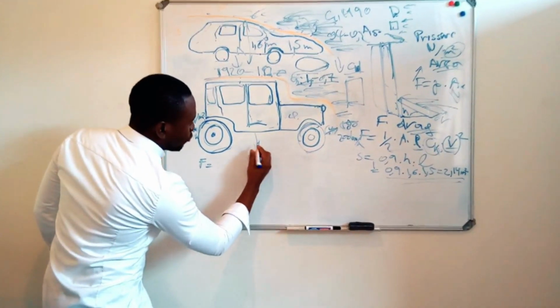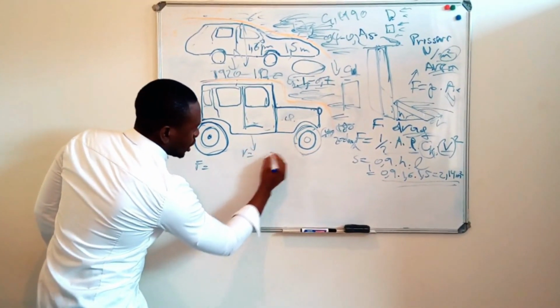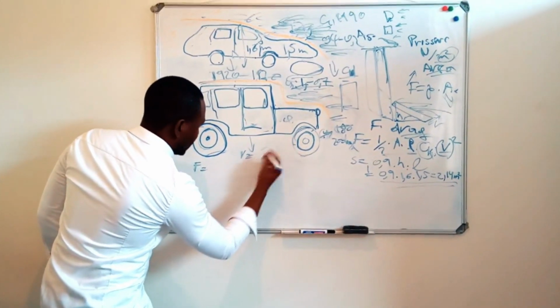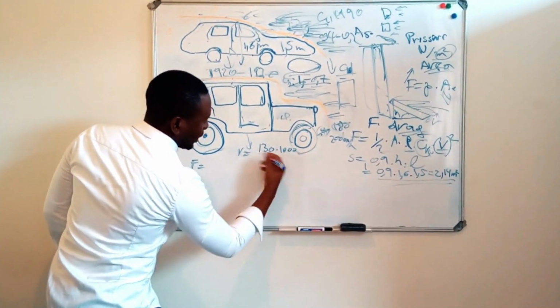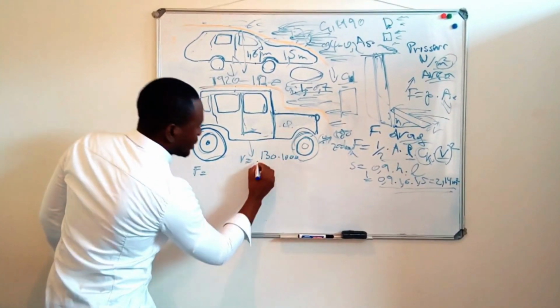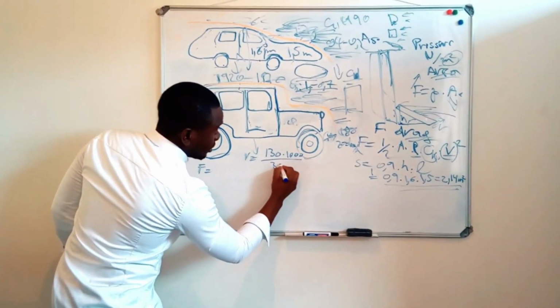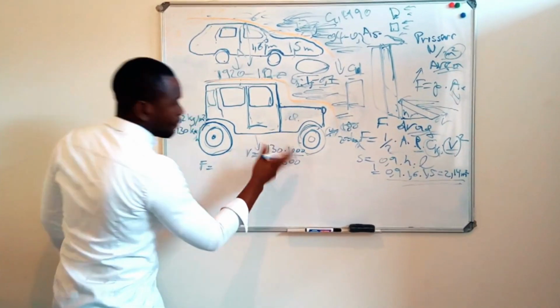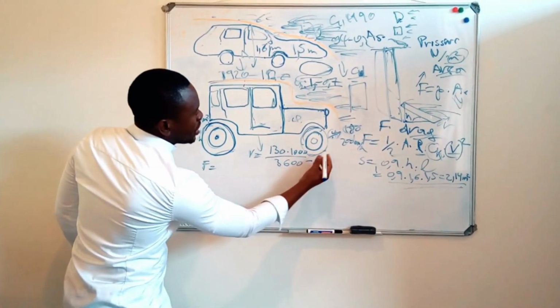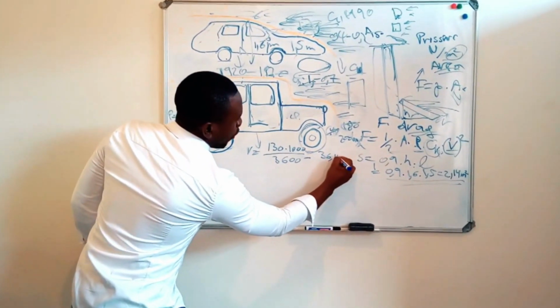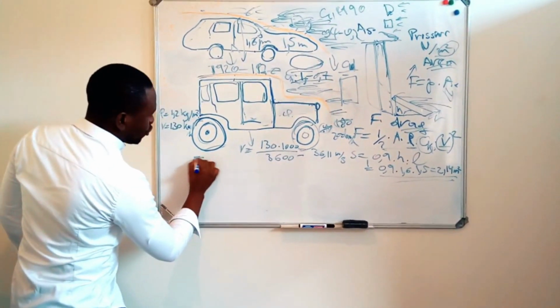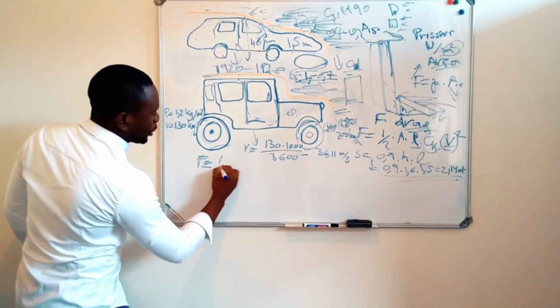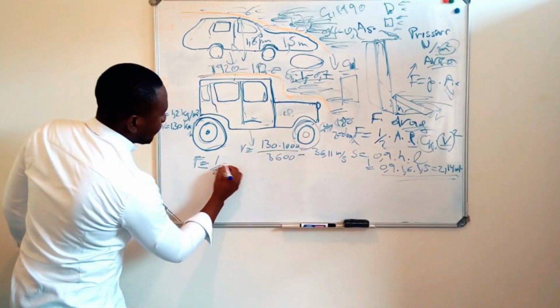We all know that speed is given in meter per second, which means 130 multiplied by 1,000, to make it in meters, divided by 3,600, and this gives me 36.11 meter per second.